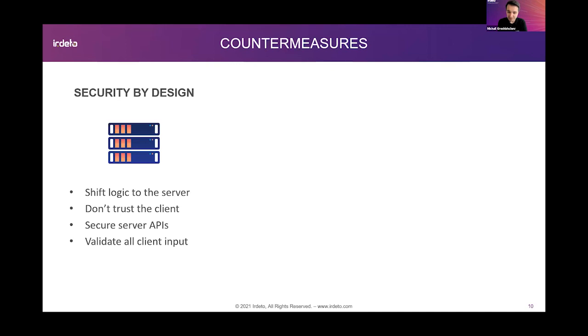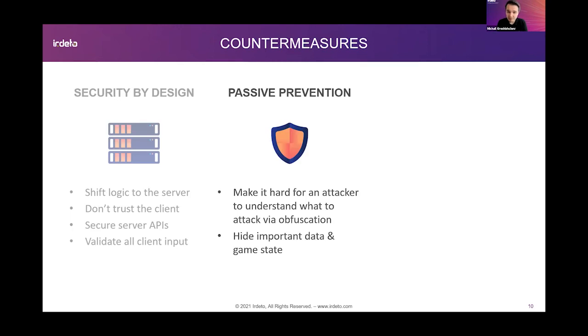And this is kind of the best practice and by the book way of shifting as much critical logic to the server as possible, going with the mantra of never trusting the client, always assuming it's malicious, making sure the web server APIs or otherwise services are secure, and validating all of the input that is received from the client. And only once these best practices or fundamentals are met, I would recommend moving on to the next steps, which would be introducing passive prevention into your app.